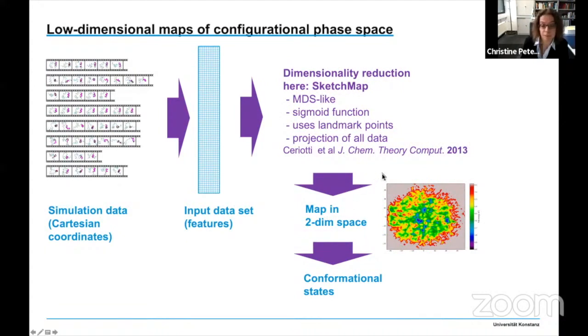For the present example, we've been using the SketchMap algorithm designed by Ceriotti and co-workers. I will also not go into details of what SketchMap does. It's multidimensional scaling-like, and just take it as a method to produce a two-dimensional map at present.